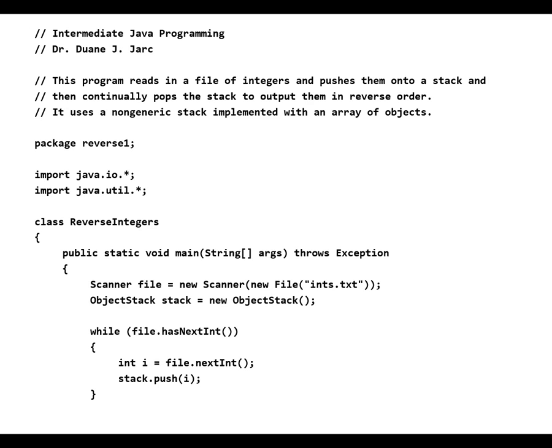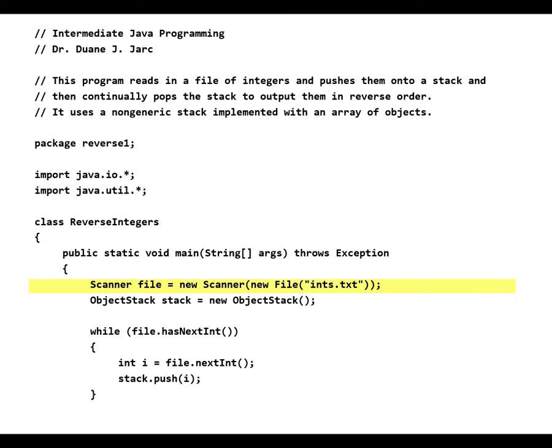Let's examine a client class that makes use of our stack class. The main method of this class reads in a file of integers and pushes them onto a stack and then continually pops the stack to output them in reverse order. An explicit stack is needed to solve this problem iteratively. Recall that when solved recursively, the compiler's runtime stack could effectively be used, which greatly simplified the code.